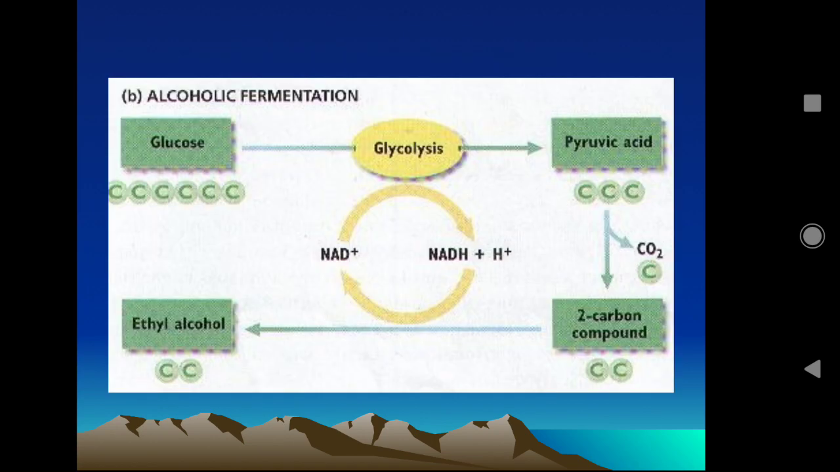So here's the process. You start with glucose on the top, breaks down through glycolysis. You now have your pyruvic acids. The next process that occurs is the enzymes are going to start to break down the pyruvic acid, or the pyruvates, into a 2-carbon compound called ethyl alcohol. And as a byproduct, it also produces carbon dioxide.